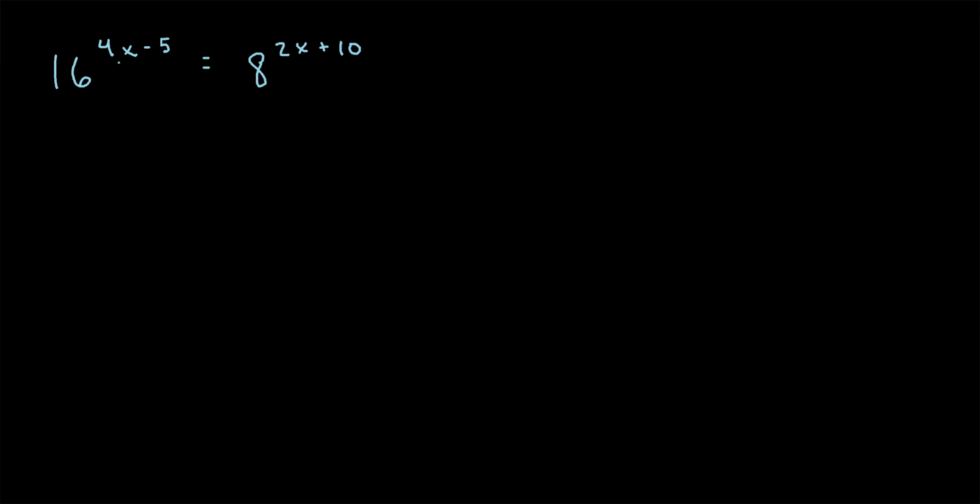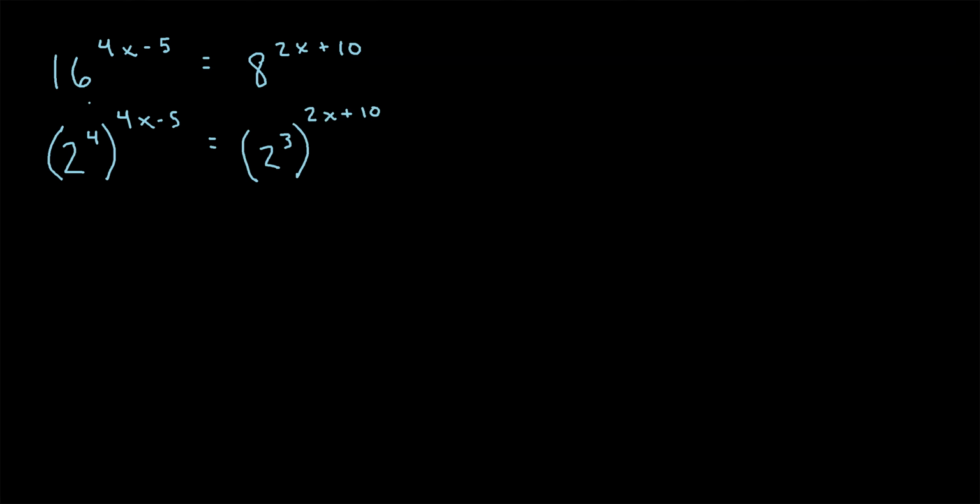Let's say we have 16 to the power of 4x minus 5 is equal to 8 to the power of 2x plus 10. So how can we solve for x? Well, one trick that we can use is to make it so that these two numbers have the same base. We can recognize that 16 is 2 to the 4th power. So 2 times 2 times 2 times 2, that's equal to 16. So we could rewrite 16 as 2 to the 4th, and then we have that whole thing raised to 4x minus 5. On this right-hand side, we can recognize that 8 is 2 to the 3rd power. So we can rewrite that as 2 to the 3rd to the power of 2x plus 10.